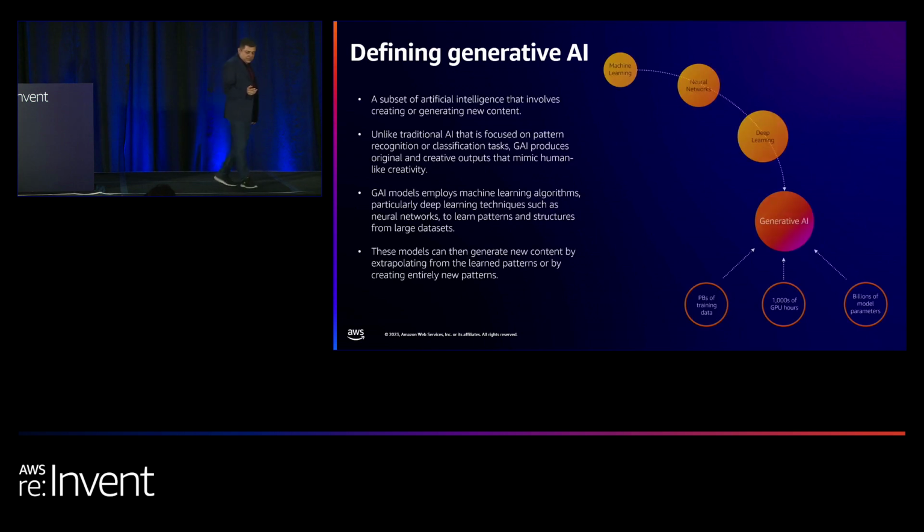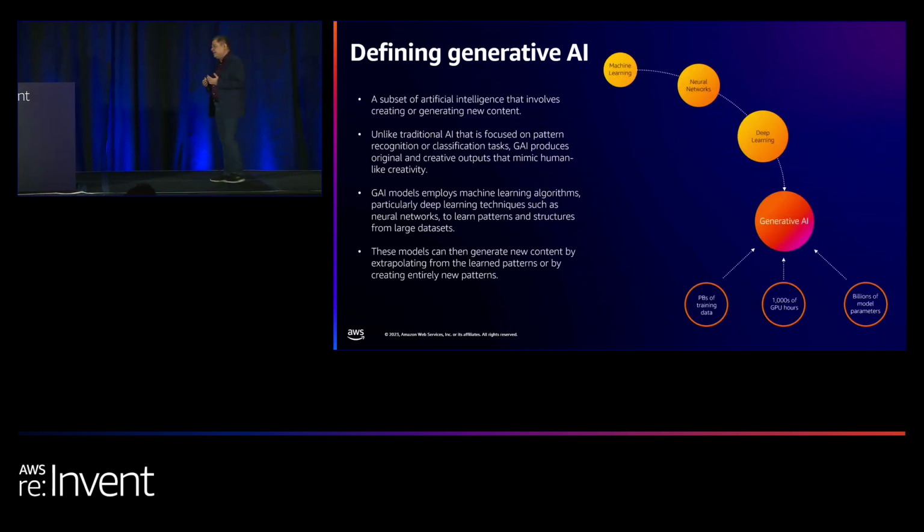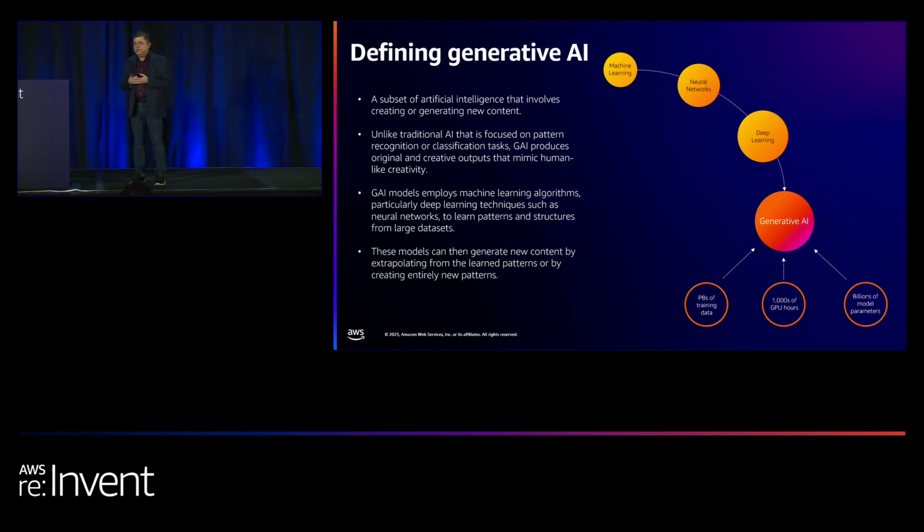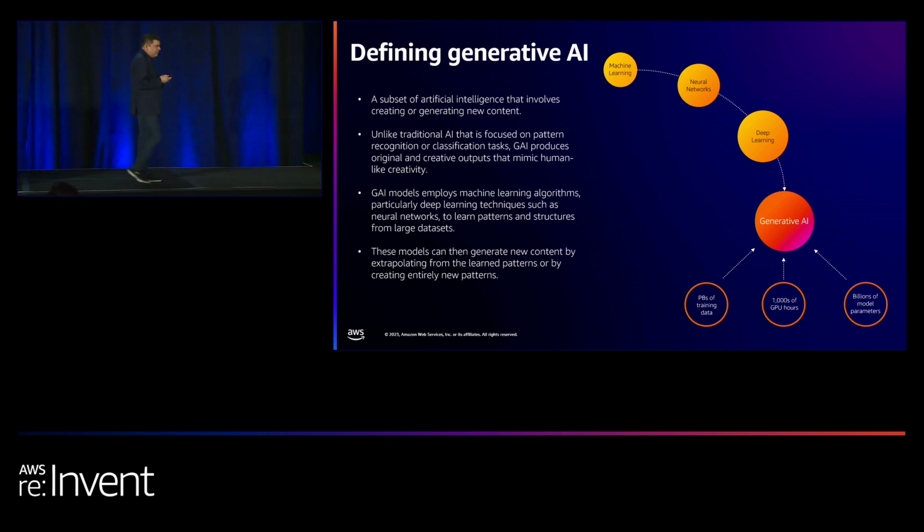So generative AI, right, it's a subset of artificial intelligence. And while traditional artificial intelligence had been focused on pattern recognition and forecasting, generative AI generates new content, sometimes original content. These models employ machine learning algorithms, and they are trained by using large amounts of data and large amounts of compute, more specifically GPU compute.